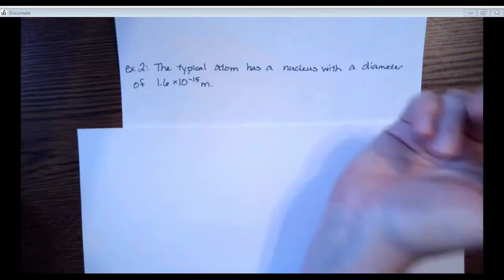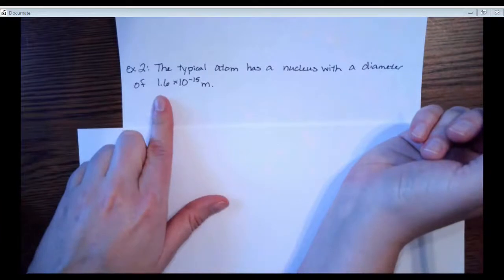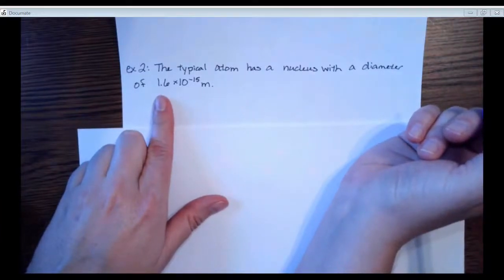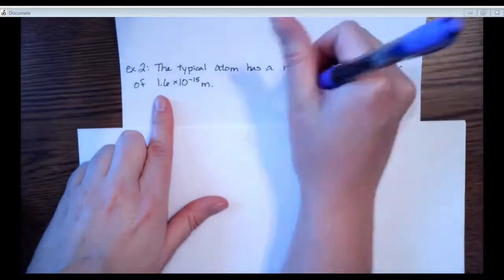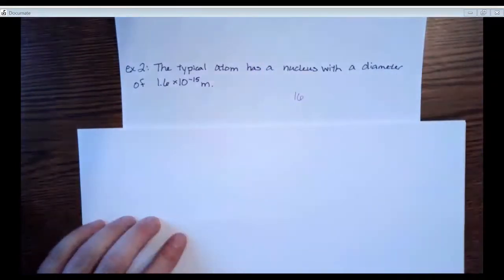So how I like to do this is kind of work in reverse now. I'm going to start by writing out my 1.6. And since I know it's a small number, I'm going to have 1.6 at the end and put zeros in front. So I'm going to write my 1.6 off to the right so I have plenty of room for all the zeros I will need to add.